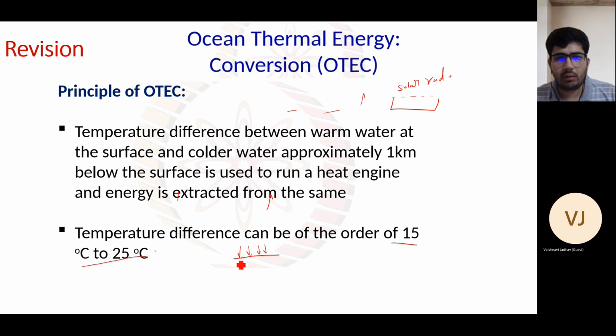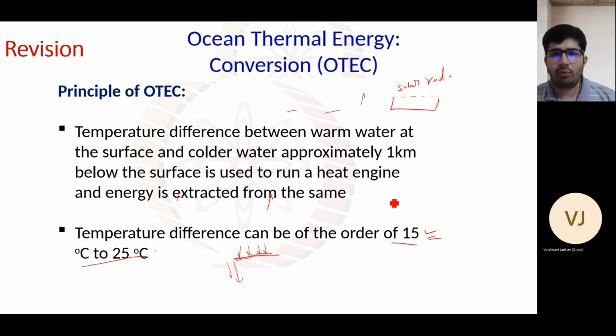Below this, the upper layer of water will conduct some heat to the lower layer, and in a similar way, layer by layer, by conduction and convection, the heat will be transferred to the other layers of water. As we go deeper, the temperature will be lower as compared to the surface temperature. So the temperature difference is of the order of 15 degree centigrade to 25 degree centigrade. By using this temperature difference, we can develop a system that can generate energy.